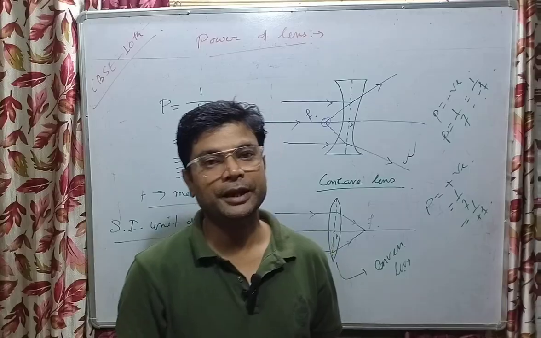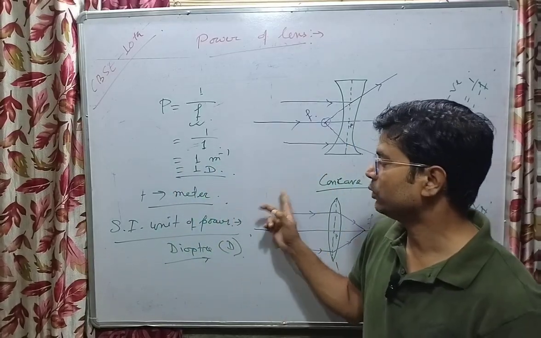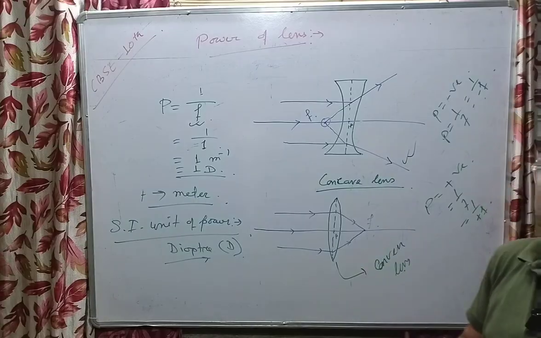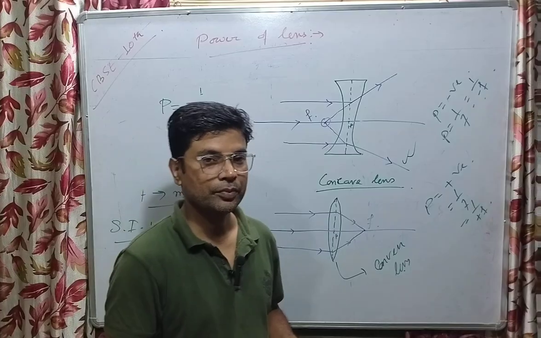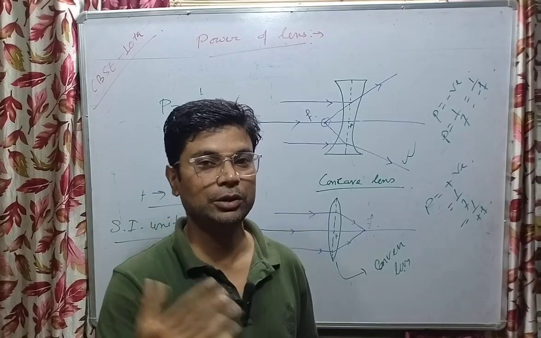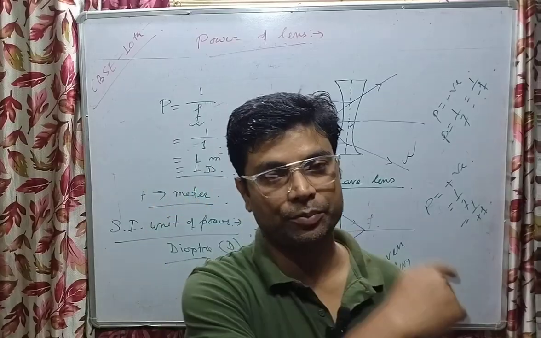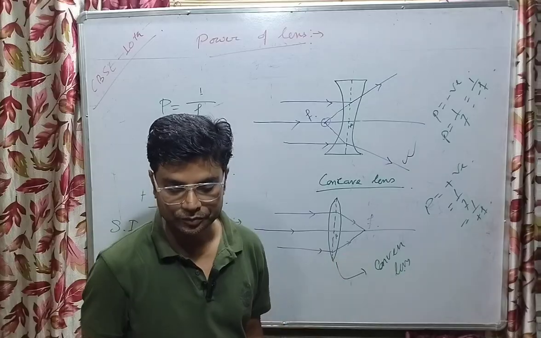That particular lens must have the focal length 1 meter. Whether it is concave or convex, no matter, that lens must have 1 meter focal length, and thus power of that lens will be 1 diopter. Clear? Clear, students? Clear.